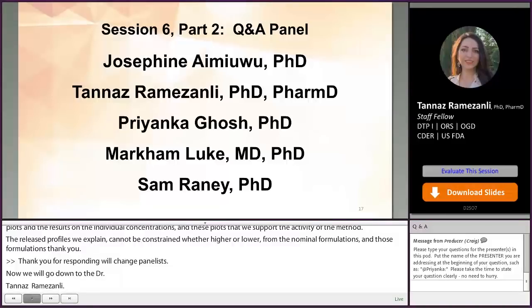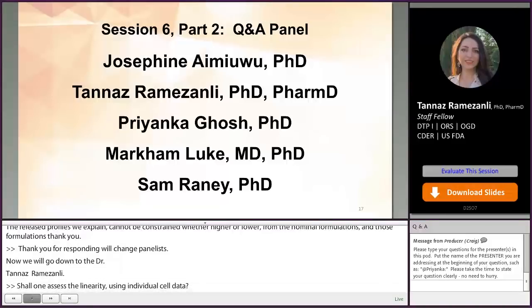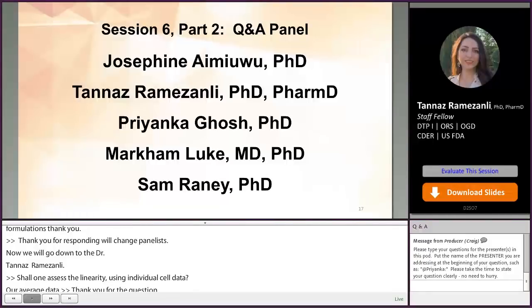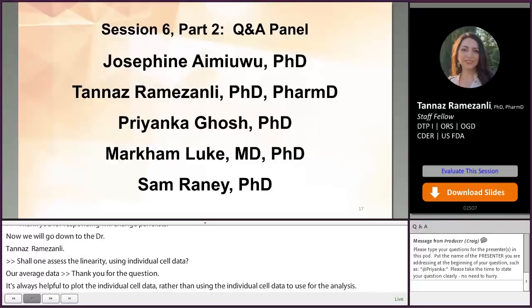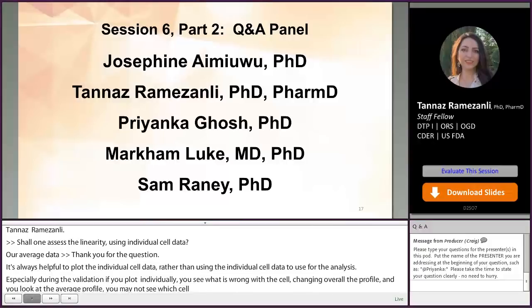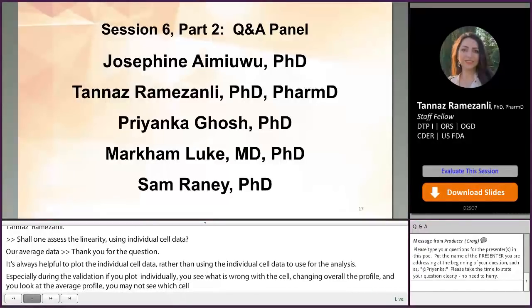Thank you for the question. It's always helpful to plot the individual cell data and use the individual cell data for your analysis, and especially during the validation and the pivotal study, if you plot them individually you may see that if there is something wrong with one of the cells that have changed the overall profile, and if you just look at the average profile, you may not see which cell resulted in that deviation. So it's always helpful to plot the individual cell data and look at the linearity and other aspects of the IVRT. Thank you.